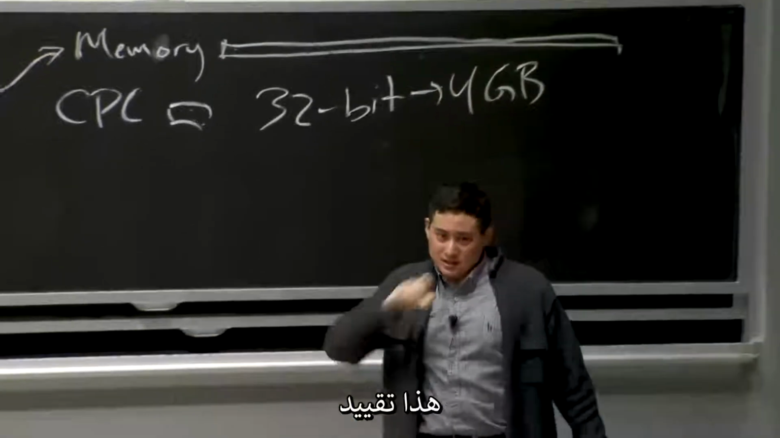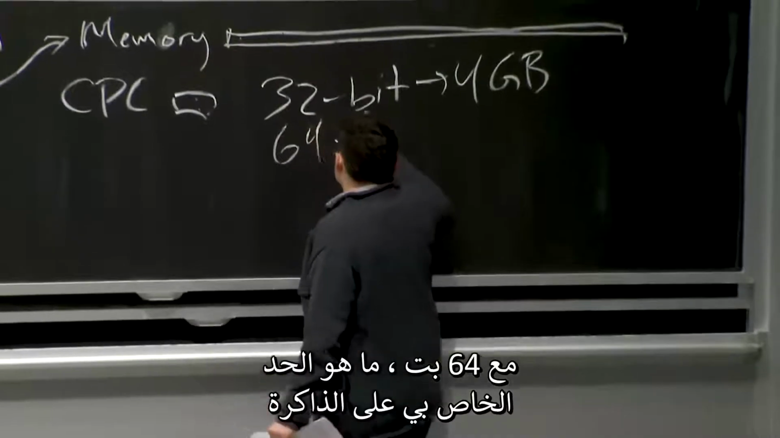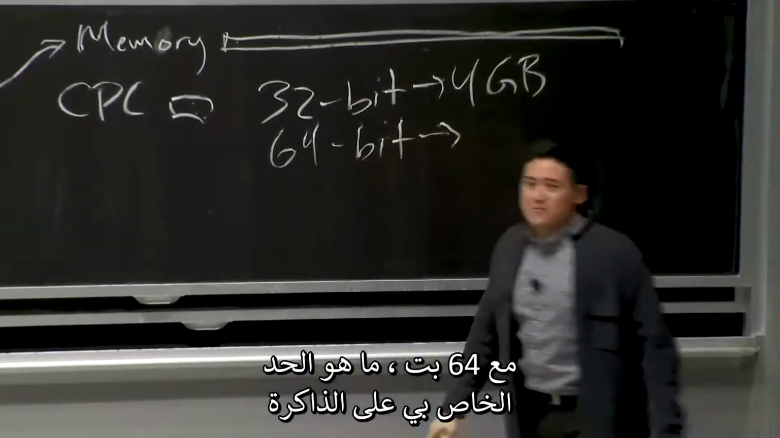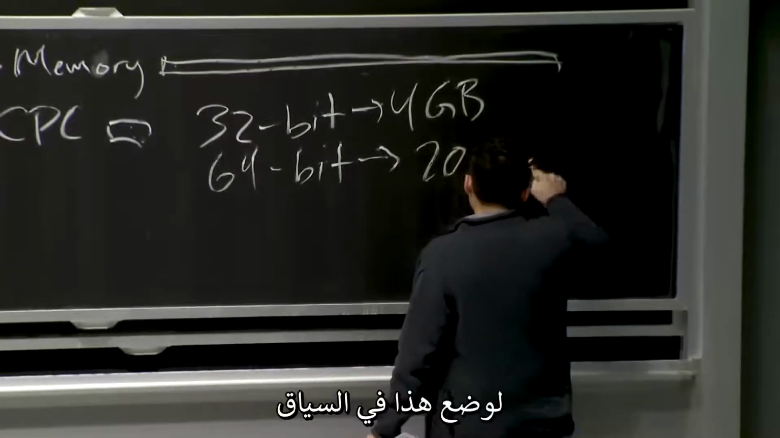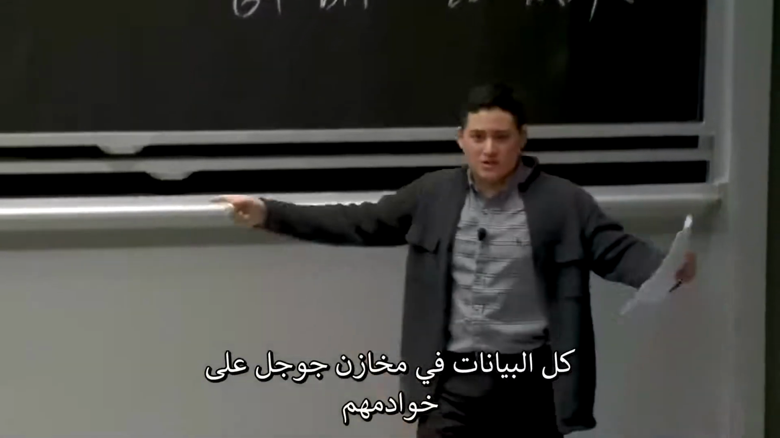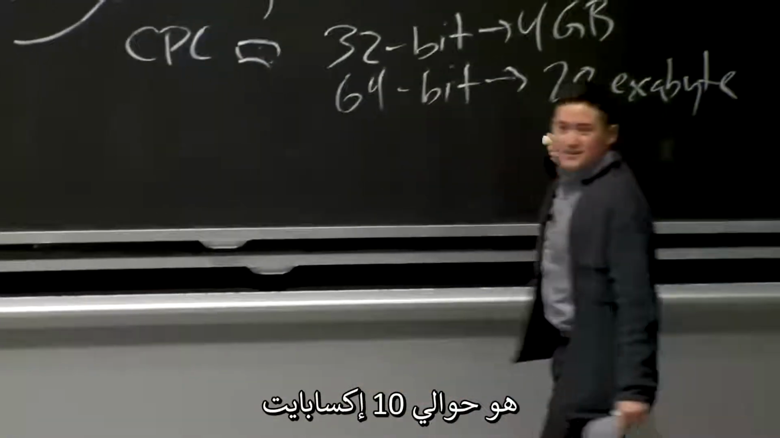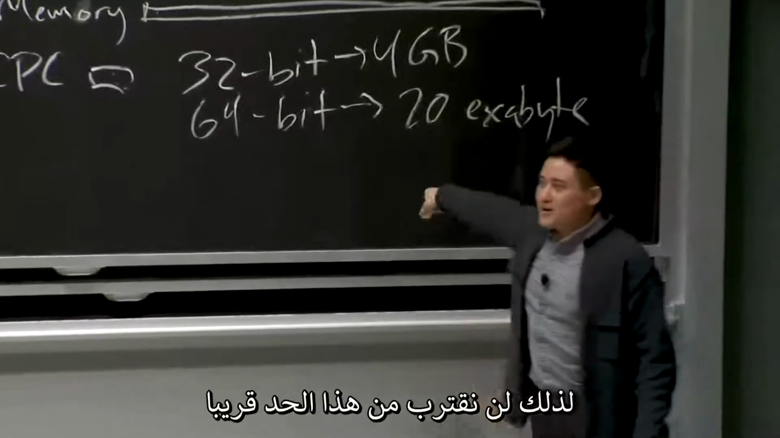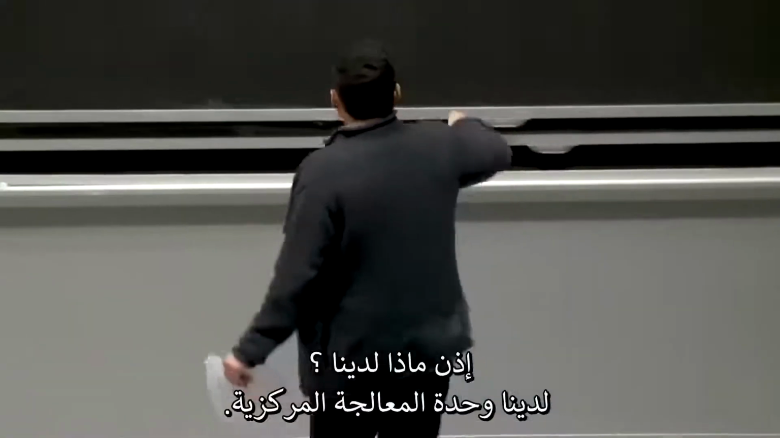That's a restriction. With 64 bits, what's my limitation on memory that I can address? Byte addressable, it turns out to be something like 20 exabytes. To put this in context, all data that Google stores on their servers, on all drives throughout the world, is about 10. Right? So we're not going to run out of this limitation very soon, right?